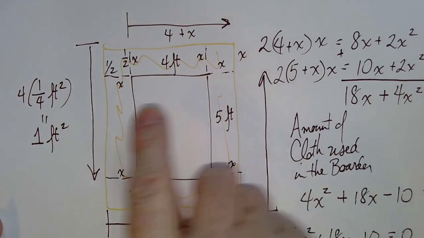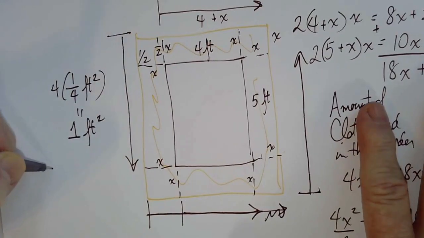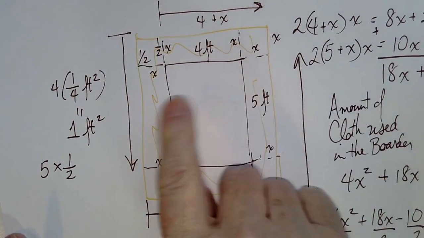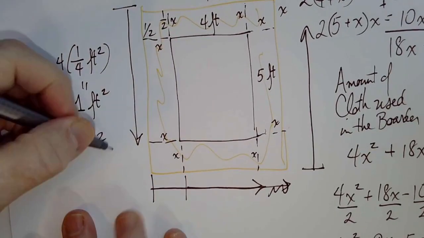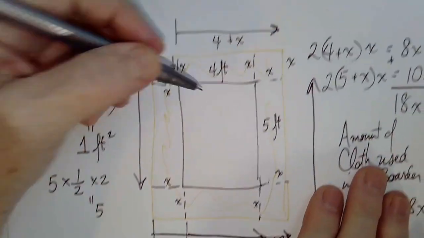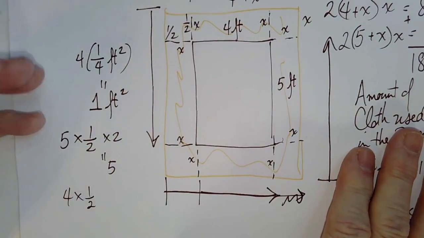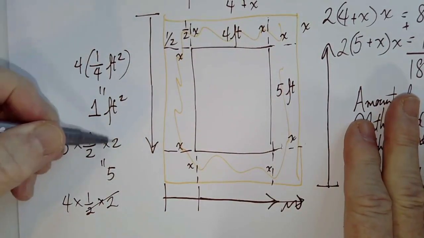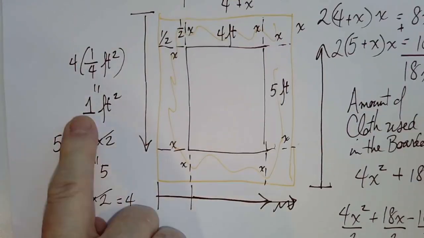Now we've got 2 of these lengths that are 5 feet by x, and x is 1/2. So we have 5 times 1/2. That's this area, but I have 2 of them. Times 2, and the 2 and the 1/2 cancel. I think this is 5. And then we've got 4 times 1/2 for the area of the top and the bottom. And like we had with the 5 section, we've got 2 of them. So the 2 and the 1/2 cancel. And we get 4 feet squared. 4 plus 5 plus 1 is indeed 10.